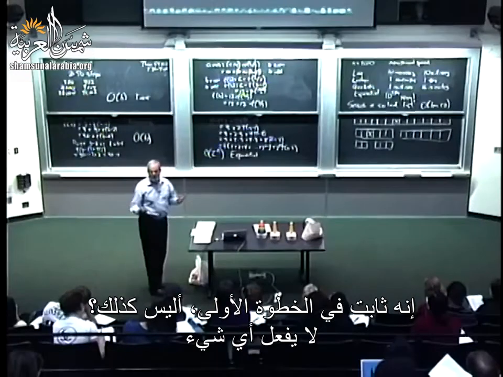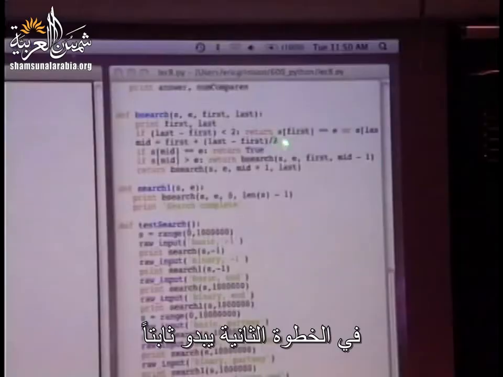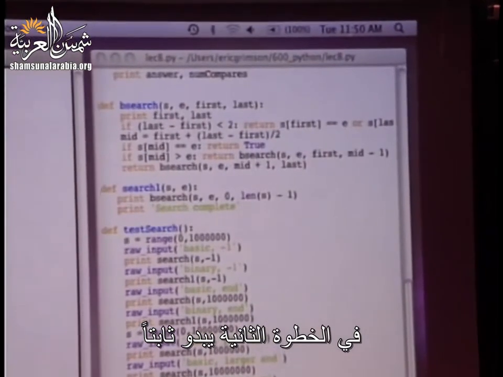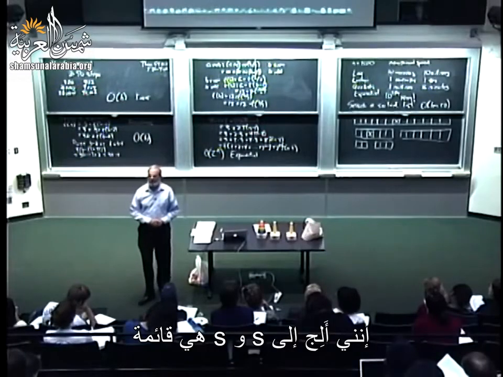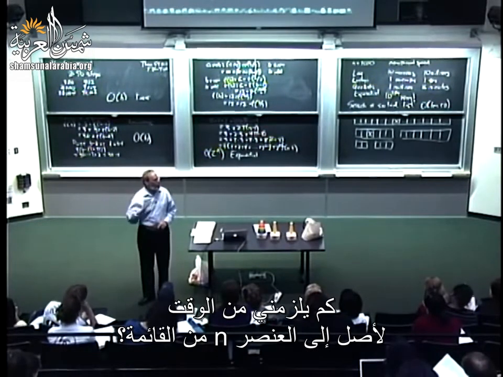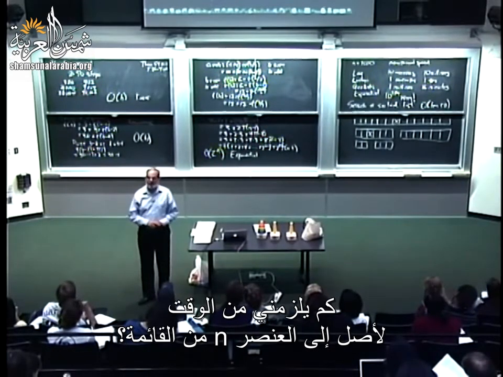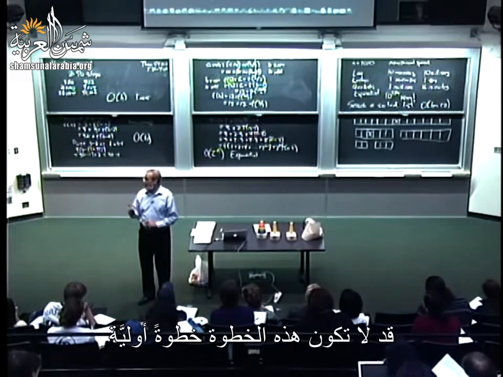First step, constant, right? Nothing to do. Second step, that also looks constant, I think. Oh, but wait a minute. I'm accessing S. I'm accessing a list. How long does it take for me to get the nth element of a list? That might not be a primitive step.